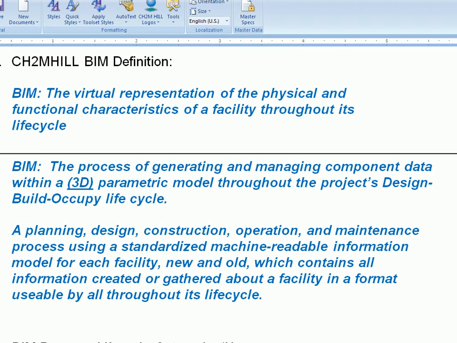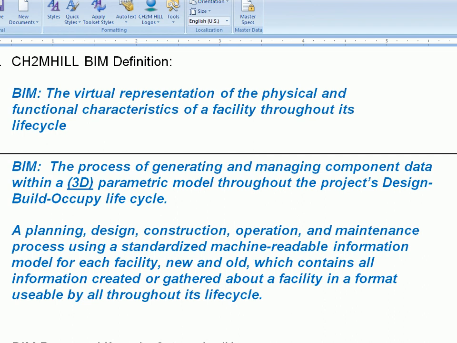What you see here are a couple of BIM definitions that we're trying to use within CH2M Hill. You can see we have the definition spanning from a simpler one, just a virtual representation of the physical and functional characteristics of a facility throughout its life cycle. That's the most common BIM definition as a one-liner.